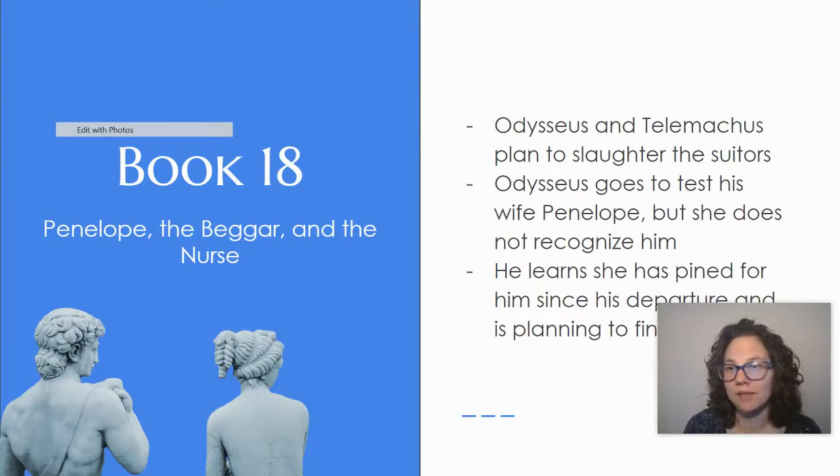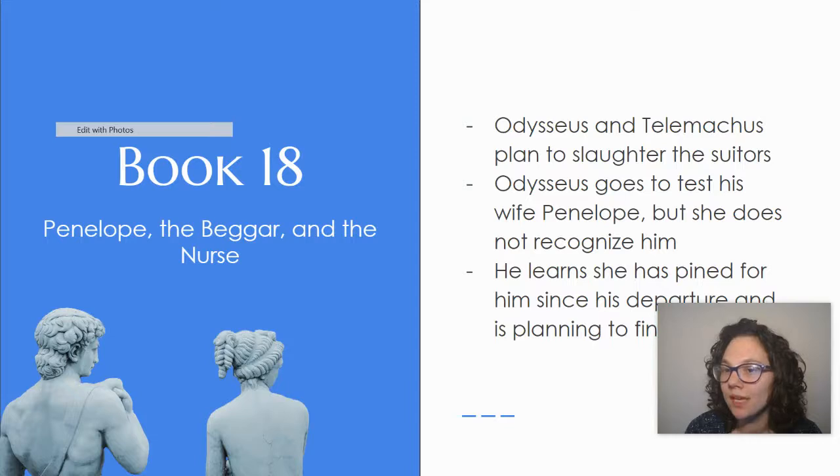So Odysseus and Telemachus are secretly planning what they're going to do with the suitors. They are definitely planning on just murdering all of them because they don't seem willing to leave the house. So he goes to meet with Penelope and talk to her one on one for the first time. So he's still in disguise. Penelope doesn't recognize him, but she talks to him about how much she misses her husband Odysseus, how much she's pined for him, and how she really is pressed to find a new husband, but is not willing to do so, but has to for the safety of her family.